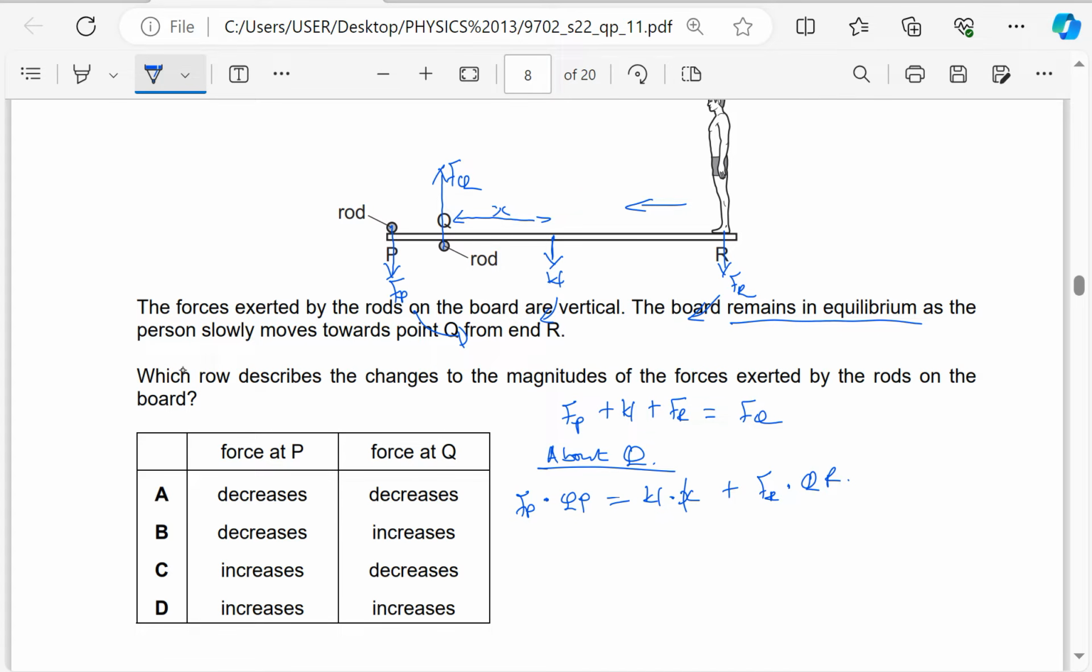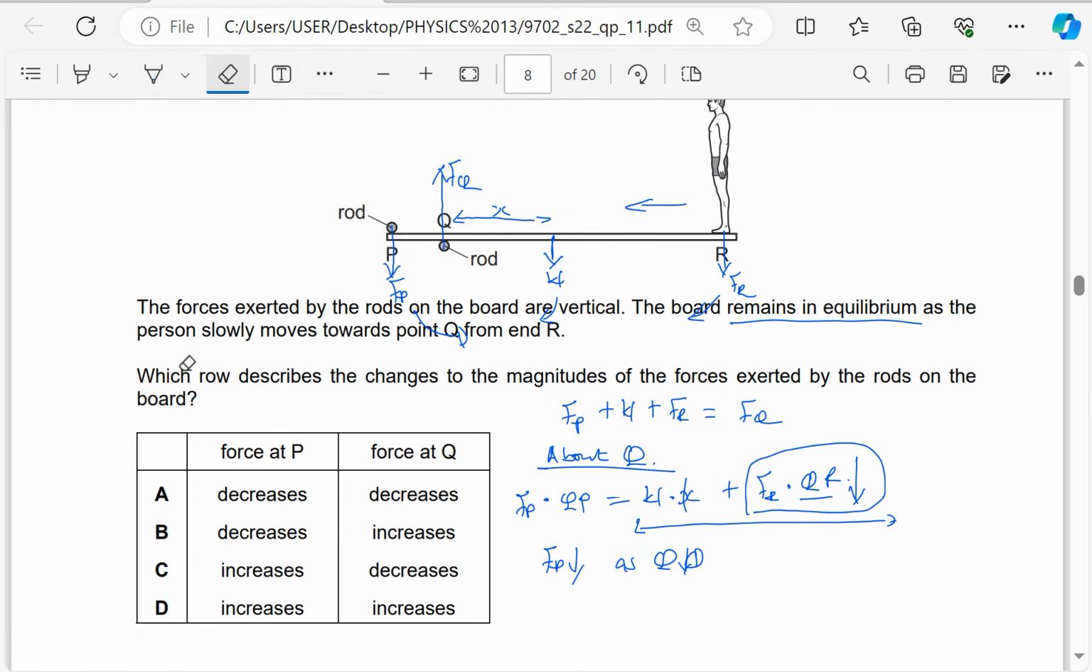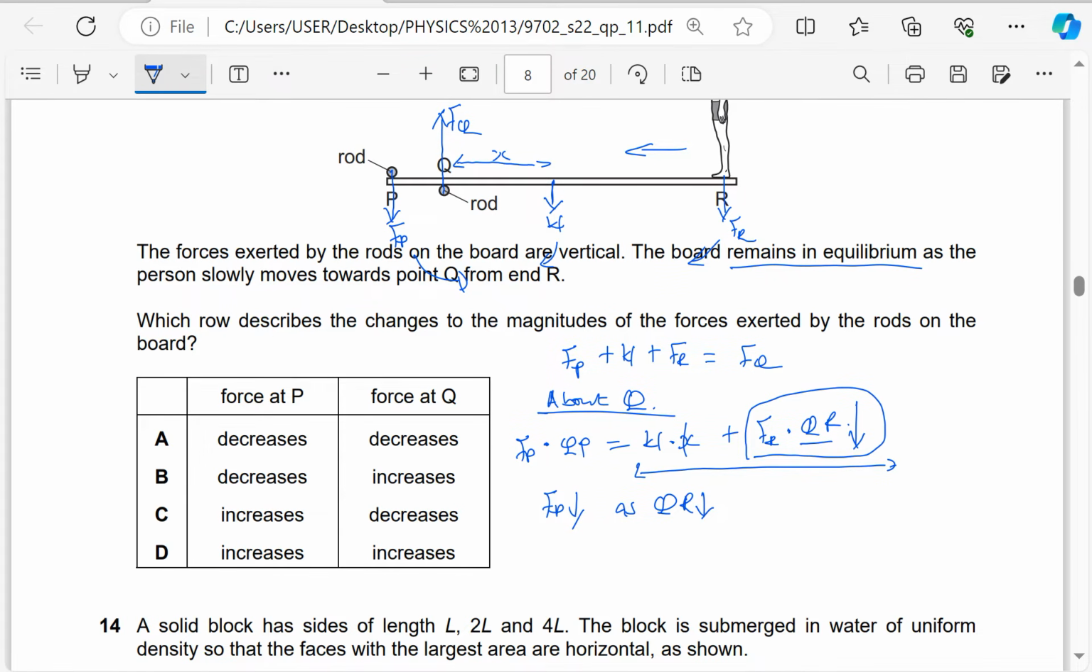Okay, but note that the person is moving from R towards Q. That means QR is decreasing, which makes this quantity smaller. If QR is decreasing, it means Fr times QR is smaller. So when we sum up, it is still smaller, which means Fp is going to be decreasing as QR decreases. So as QR decreases, Fp must be decreasing.